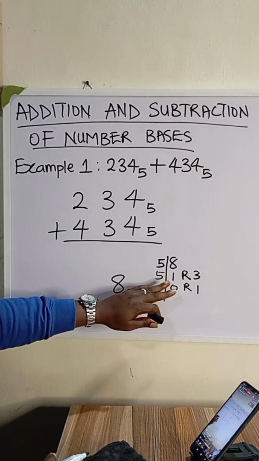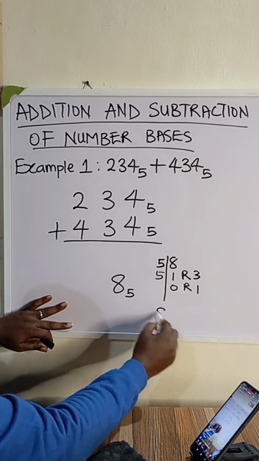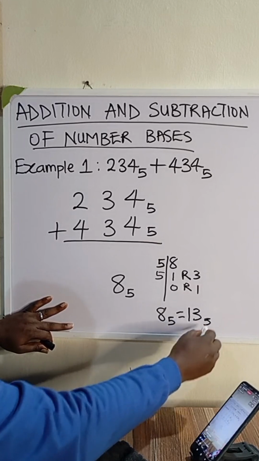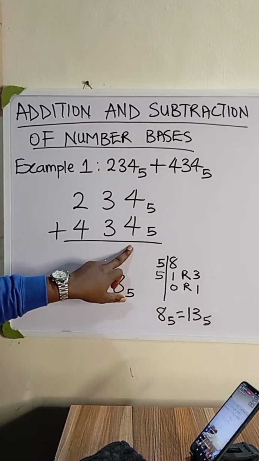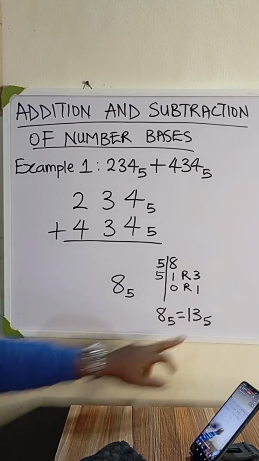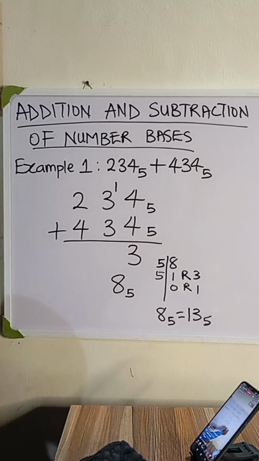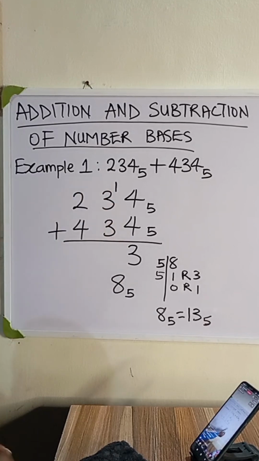We've done this earlier when we are converting from base 10 to other bases. So that means 8 base 5 is the same thing as 13 base 5. So instead of having 8 here, we're going to have 13. So we're going to put down 3 and move 1 over here. Okay? We're going to put down 3 and move 1 over here. So that's how we ensure that we don't have any number bigger than 5.